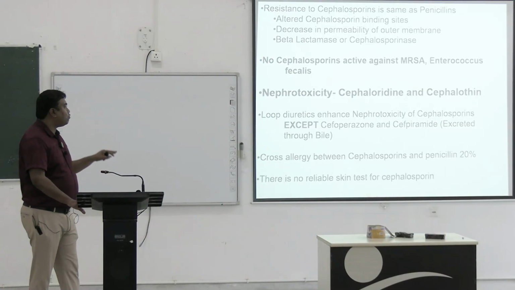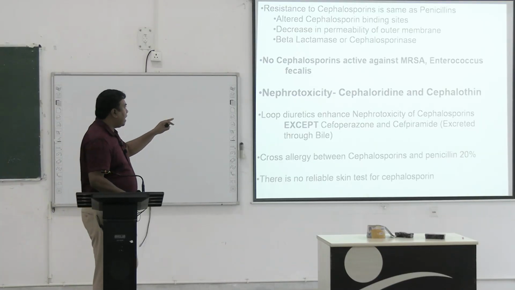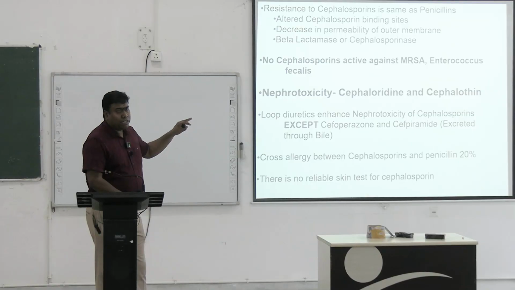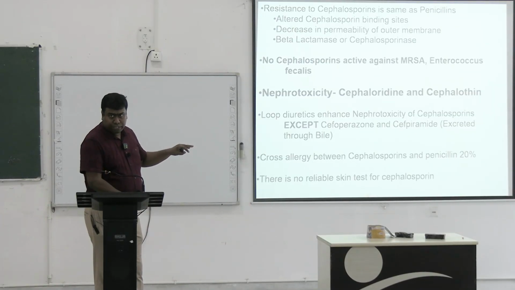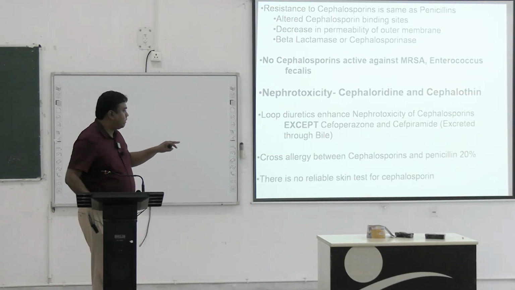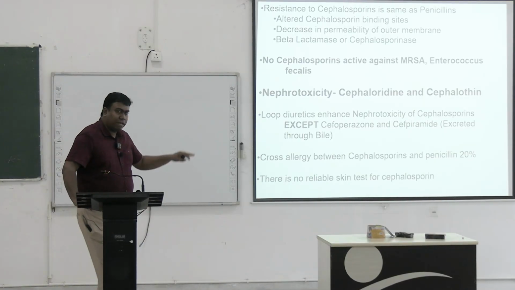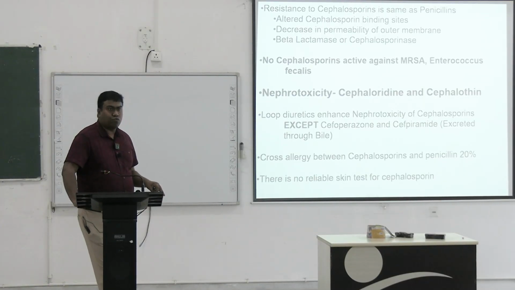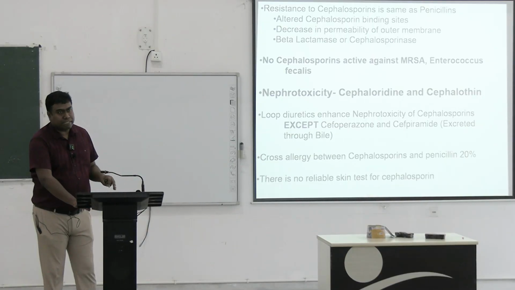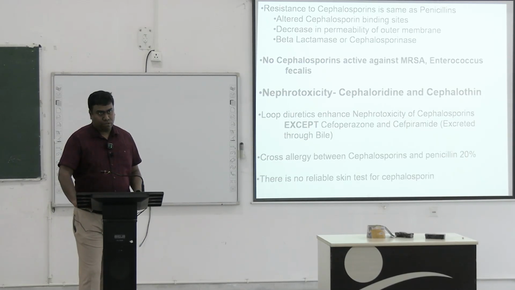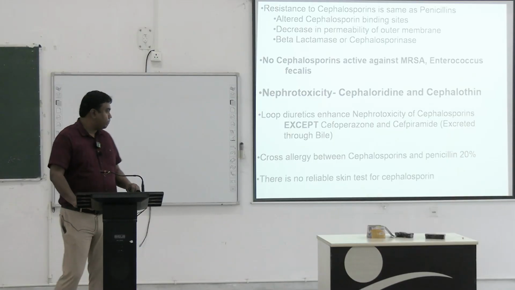Nephrotoxicity can be produced by cefazolin and cephaloridine. These can produce nephrotoxicity. Cross-allergy between cephalosporin and penicillin is there, it is close to 20%. So if a patient is allergic, not resistant, allergic to penicillin, we should avoid cephalosporin also. Clear?